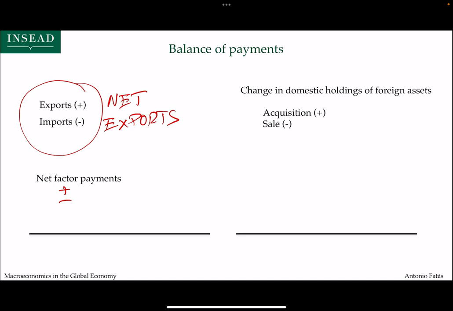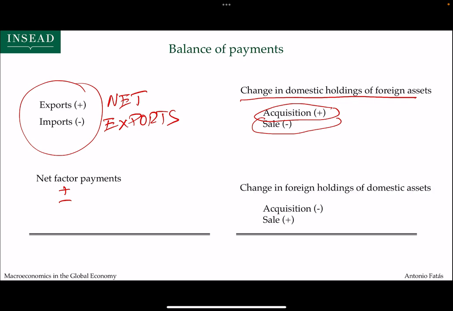Now, on the right-hand side, we're going to include all the capital flows. Capital flows will take many forms. It will be any change in domestic holdings of foreign assets. So our domestic investors buy or sell foreign assets. Now here we have to be careful with the signs. If we buy foreign assets, this is going to be a capital outflow, and a capital outflow will show up with a positive sign. If we, as domestic investors, sell foreign assets, this is a capital inflow, and we're going to record that with a negative sign.